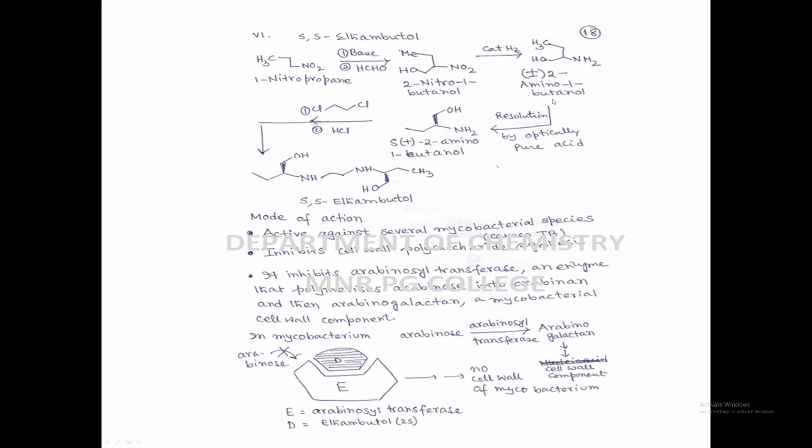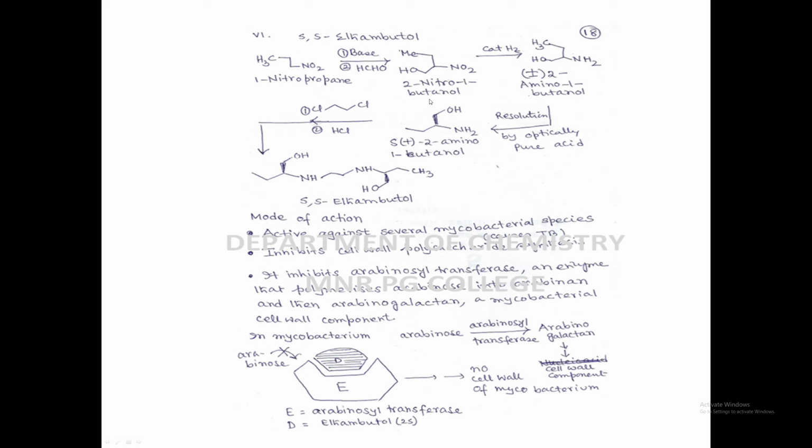Now this racemic mixture will be subjected to resolution. This compound has a primary amine group, so this is a basic compound. For a basic compound, if we want to do the resolution, we have to take the help of an optically pure acid. For example, we can take optically pure tartaric acid, camphor sulfonic acid, etc. For the further step, we have to take the S enantiomer of this compound.